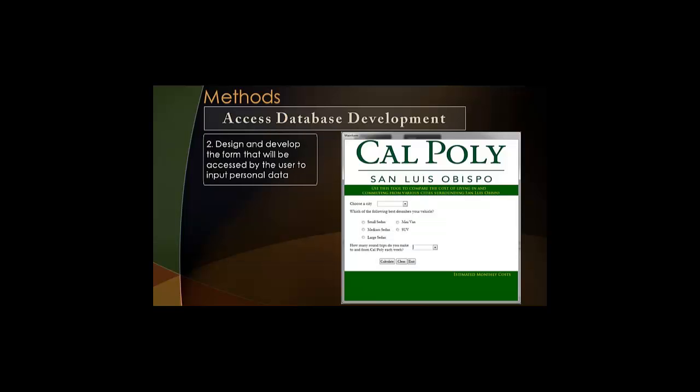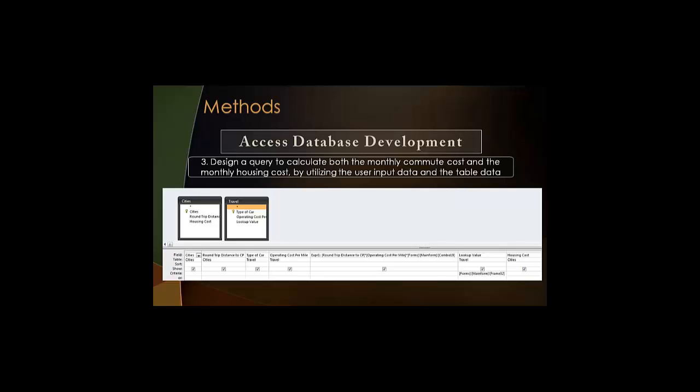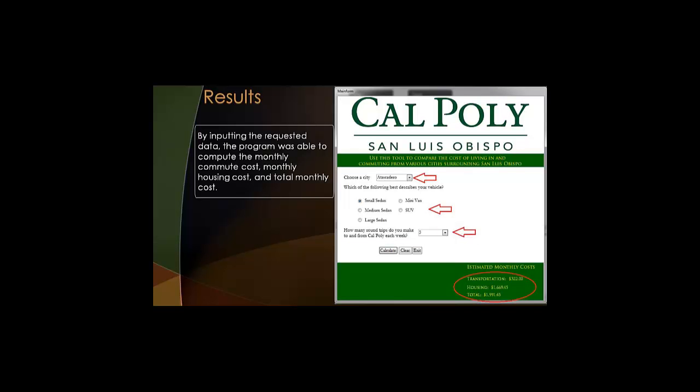The second step taken was to design and develop the form that was used for users to input personal data. They were first asked to input a city, as well as the type of vehicle they're driving, and finally the number of commutes per week made to Cal Poly. The third step was to design a query to calculate both the monthly commute cost and the monthly housing cost. The query utilized the user input data as well as the table data to display the average costs on the form seen above. After inputting the requested data, the program is able to calculate the average monthly transportation cost, the average monthly housing cost, and the total cost.